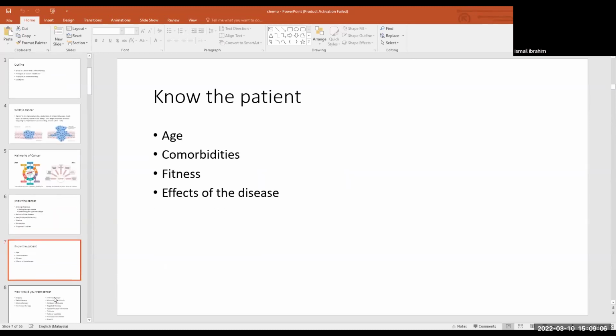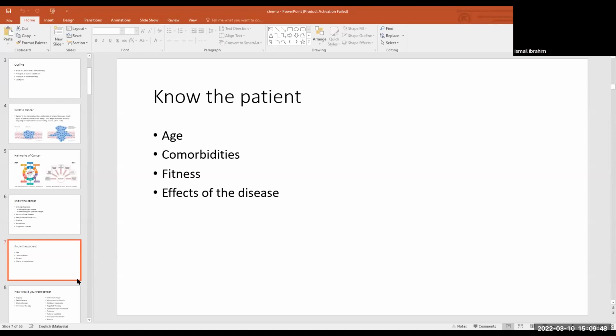Another big thing about giving chemotherapy is to know the patient. It's not only the disease status that determines what chemotherapy to give, but the state of the patient is important as well, to decide whether the chemotherapy is suitable for them and what the ultimate goal of the treatment is that the patient wants. That requires assessing the patient's age, comorbidities that may interfere with the chemotherapy, like renal failure, liver failure and so on, and fitness, as you all know, ECOG status. So we need to know whether the patient is fit, fairly fit or not.